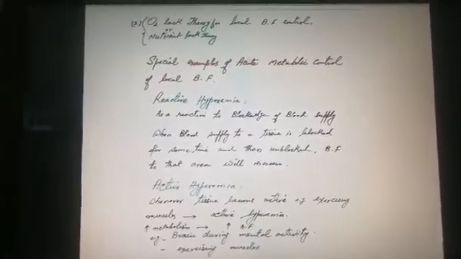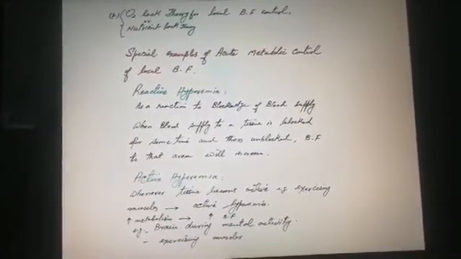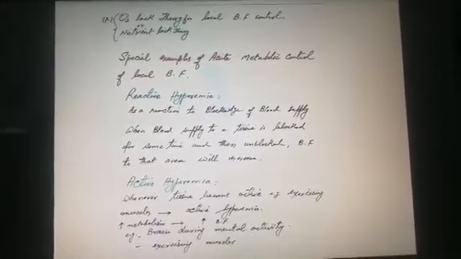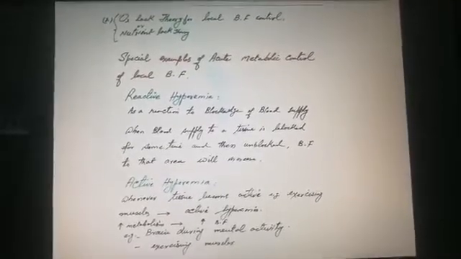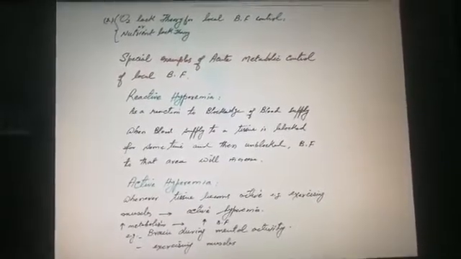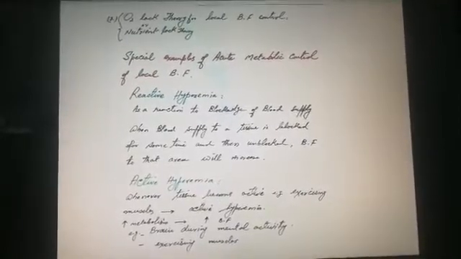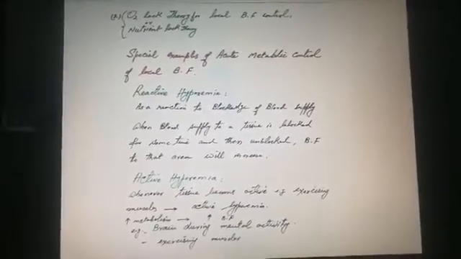So there are two reasons for reactive hyperemia. One is that due to the blockage, pressure builds in the blood before the blockage, and the other reason is the ischemia. Ischemia occurs in that tissue where blood cannot reach due to the blockage.